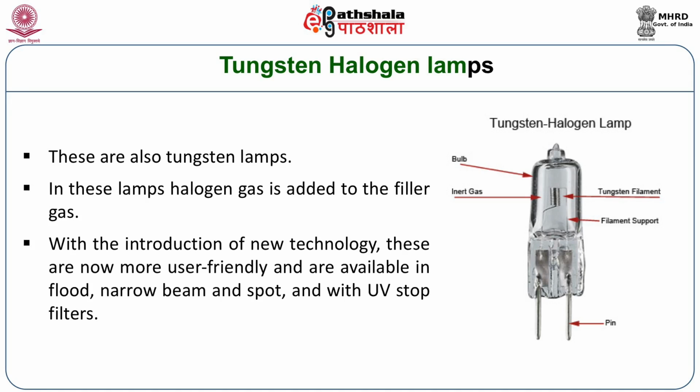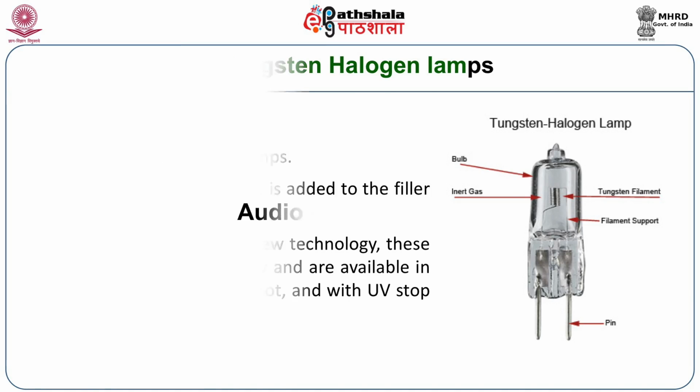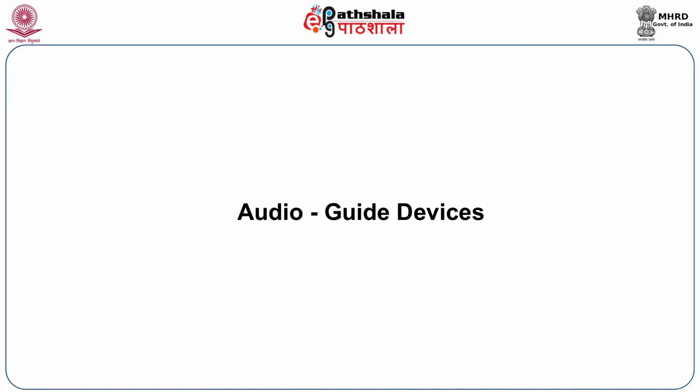Tungsten halogen lamps are also in use for lighting museum galleries. With the introduction of new technology, these are now more user-friendly and are available in flat, narrow beam or spotlight type. It is also available with ultraviolet stop filters. Use by visitors: museums also use audio guide devices.